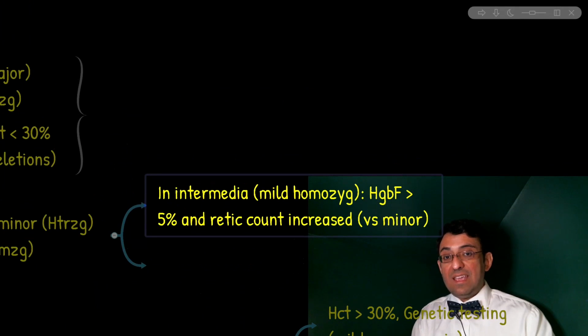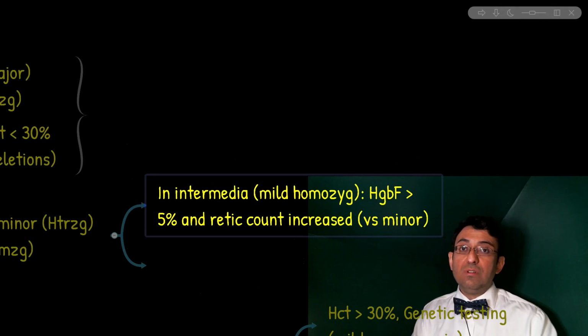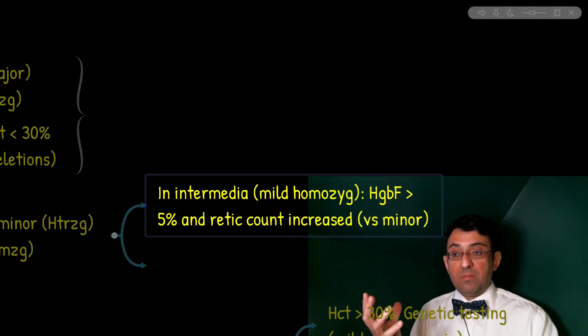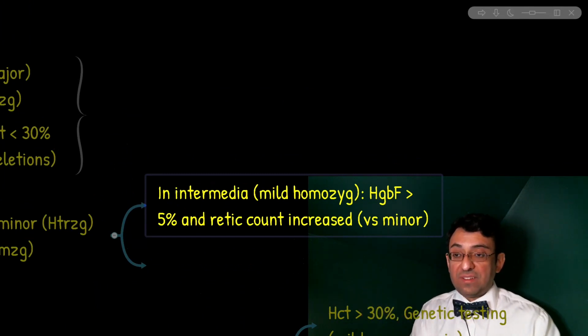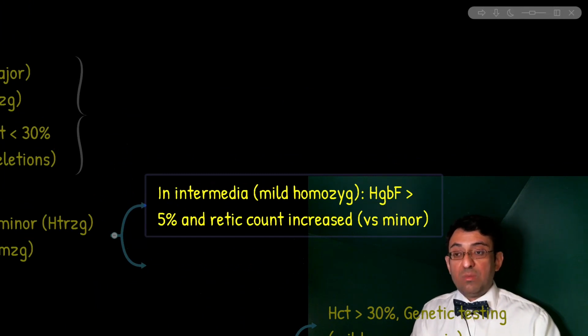I repeat this. In beta thalassemia intermedia, both hemoglobin A2 and hemoglobin F are increased, as in all beta thalassemias. However, hemoglobin F is more than 5%, and clinically, patient may require transfusions occasionally, and because of this full-blown hemolytic feature, the patient's reticulocyte count is also elevated, as opposed to no requirement for transfusion, normal retic count, and hemoglobin F less than 5% in beta thalassemia minor.